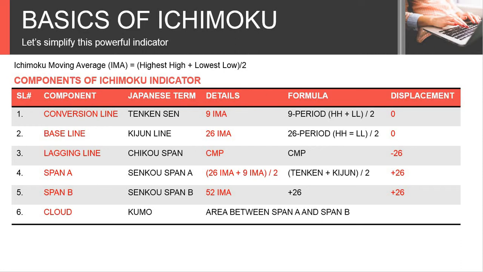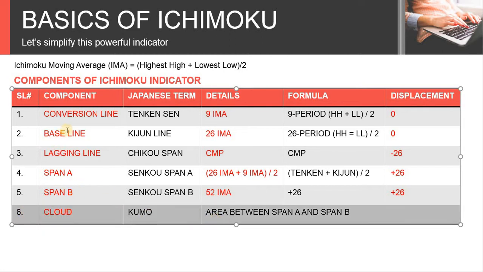Now, once you've understood that Ichimoku is nothing but moving averages, look at all these components of Ichimoku and try to relate them to moving averages alone. You have basically 5 components, and the sixth one is nothing but an area called Kumo, or the cloud, which is the area between span A and span B. So you really don't have to focus on point 6. Let's just focus on points 1 to 5.